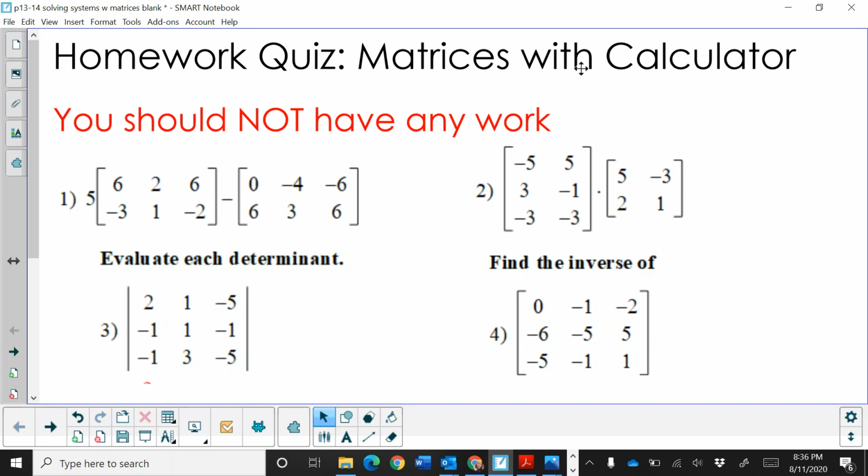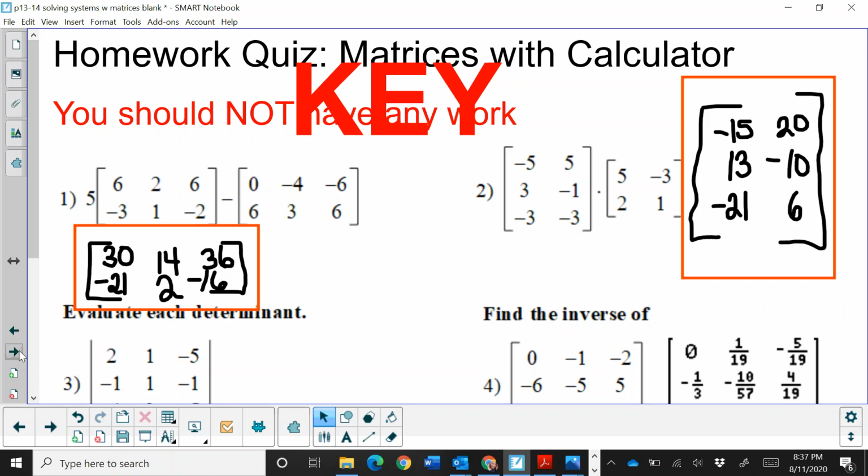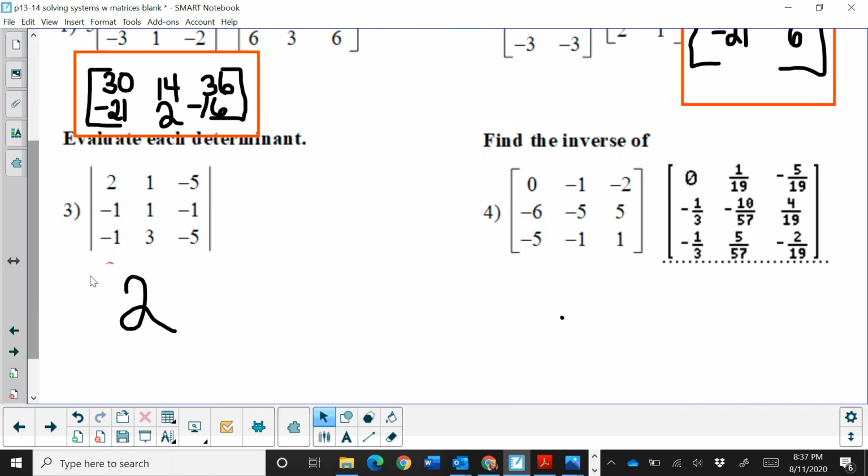Now, this is a calculator quiz, so you can use your calculator for the whole thing to practice. I'm going to go ahead and show you the answers, but at some point you can stop and work these. So here's the answer key. And here are the answers down here and here.